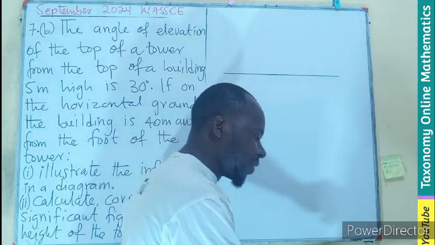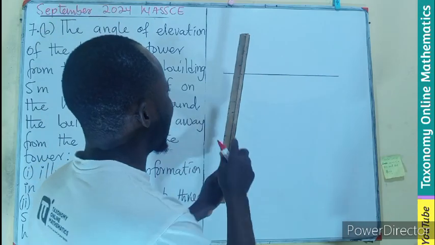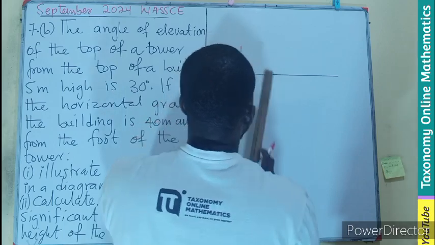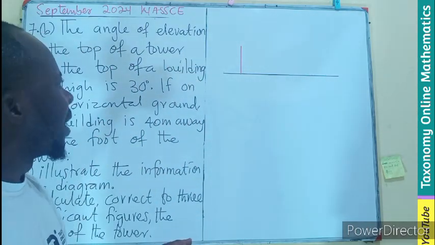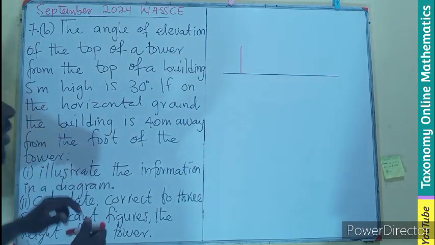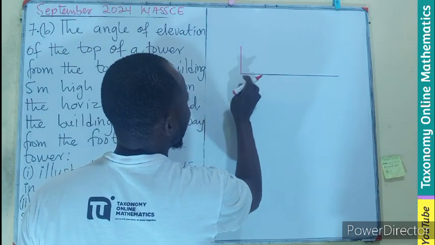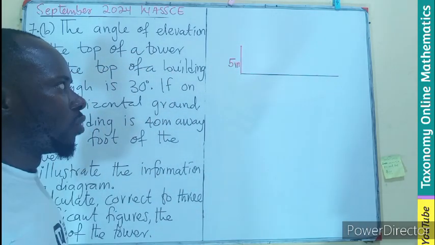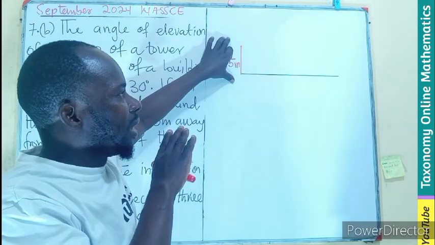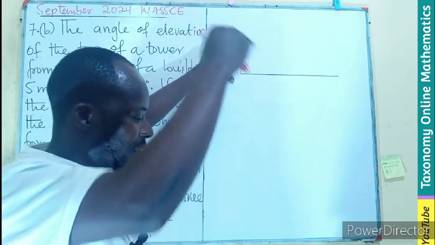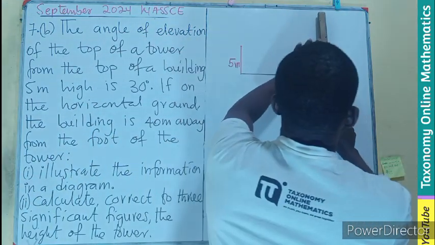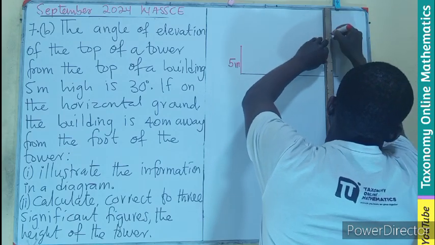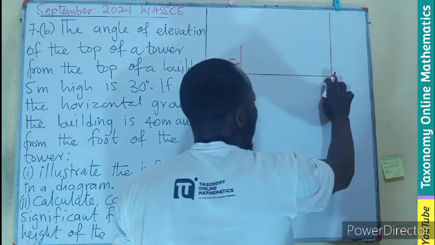So we first indicate what the building will look like. So let's just say the building is somewhere here. And this building is of a height of what? 5 meters. So let's just say we are having here to be 5 meters. So this is the top. So now if the building is here, the building is shorter, the tower is taller. So let's see if we can put the tower somewhere here, which is also on the horizontal ground.